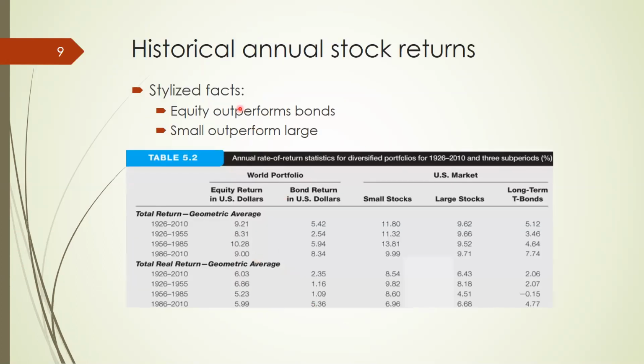Some stylized facts based on historical returns. This table shows that from 1926 to 2010, equity returns tend to be higher than bond returns. Small stocks tend to do better than large stocks, and large stocks tend to do better than long-term Treasury bonds. And this pattern has held for the last 10 years as well.